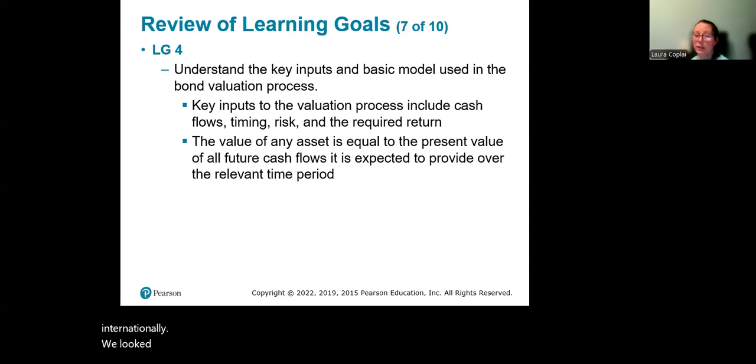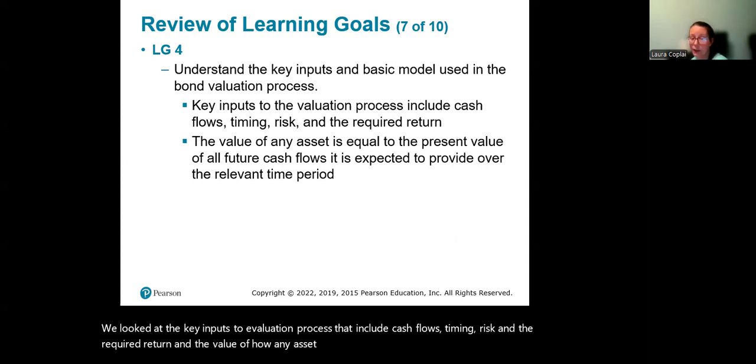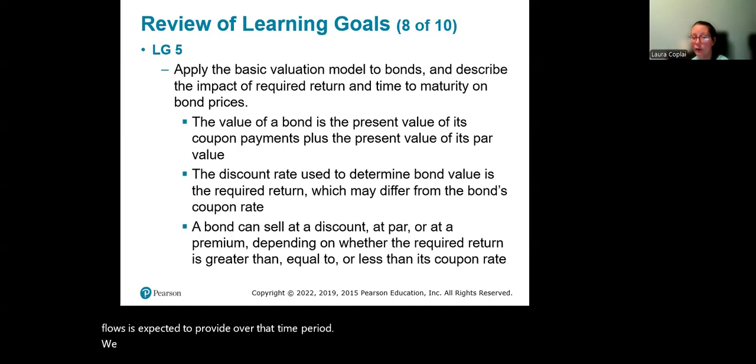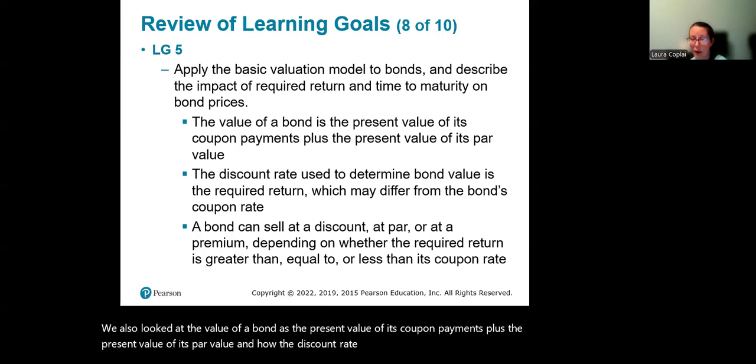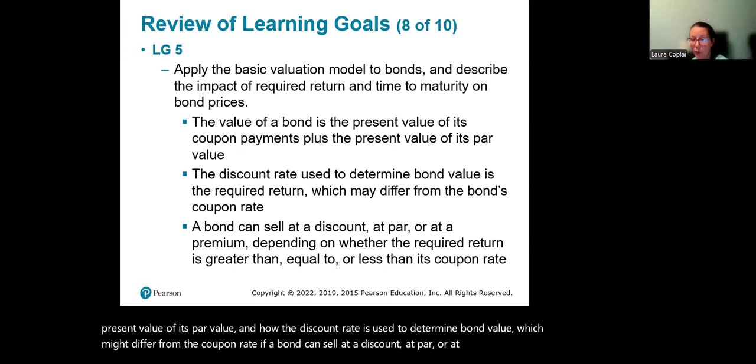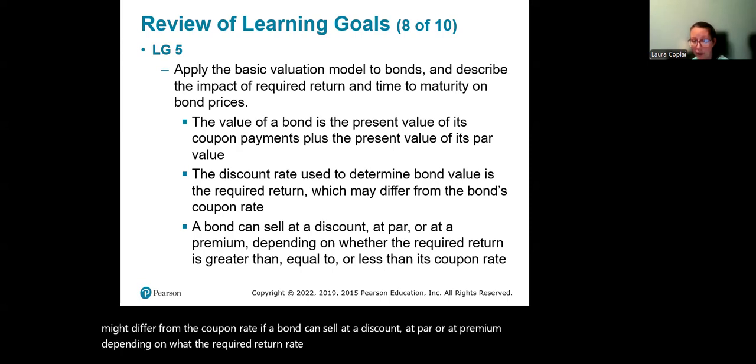We looked at the key inputs to the valuation process that include cash flows, timing, risk, and the required return, and the value of any asset is equal to the present value of all future cash flows it's expected to provide over that time period. We also looked at the value of a bond as the present value of its coupon payments plus the present value of its par value, and how the discount rate is used to determine bond value, which might differ from the coupon rate. A bond can sell at a discount, at par, or at a premium, depending on whether the required return is greater than, equal to, or less than its coupon rate.